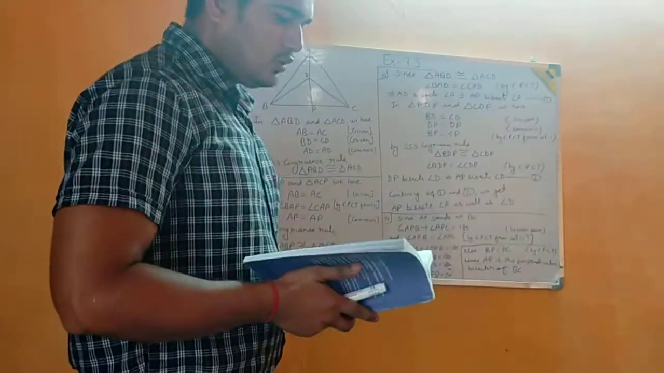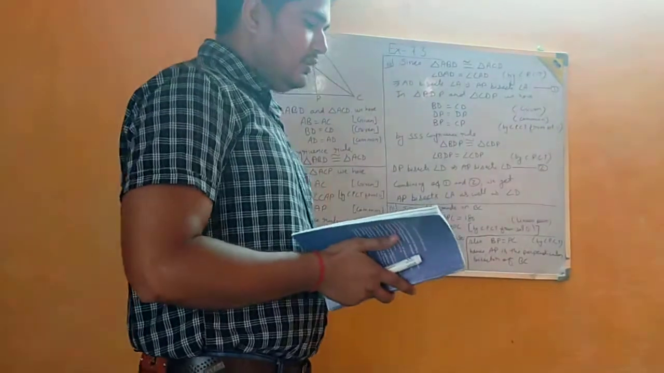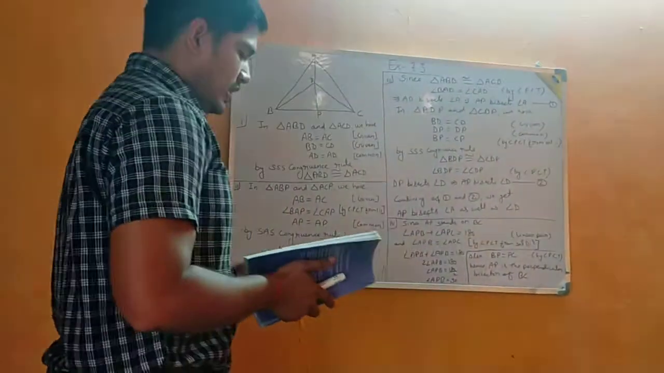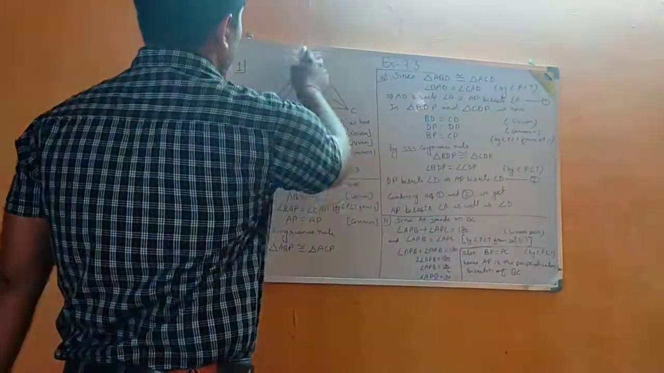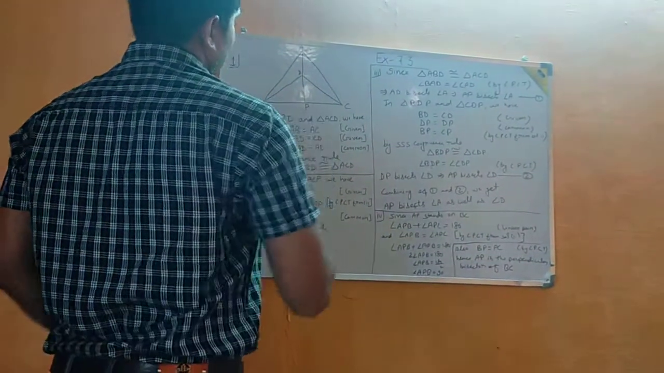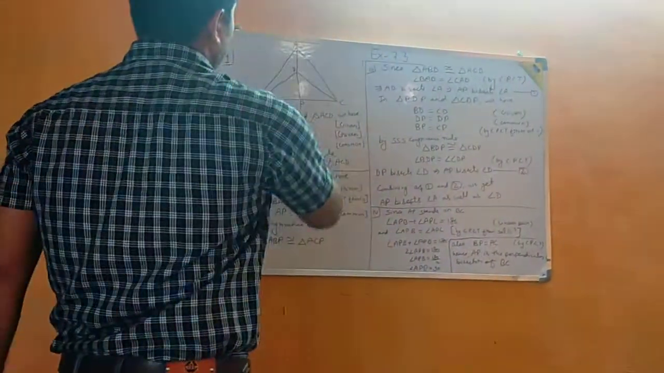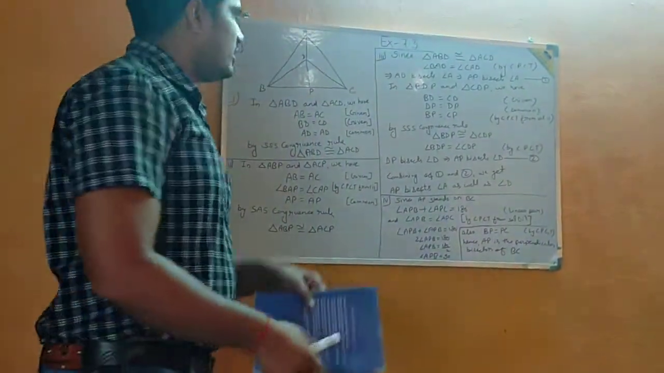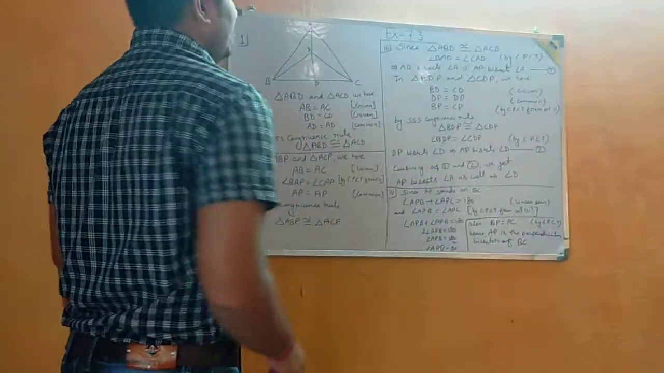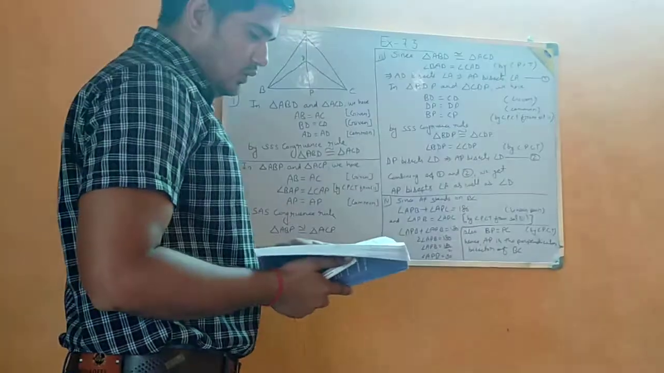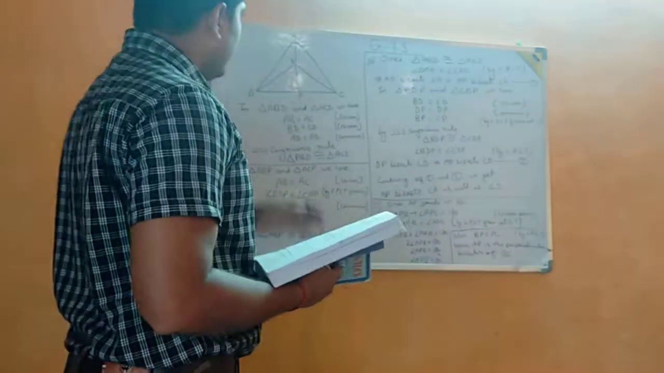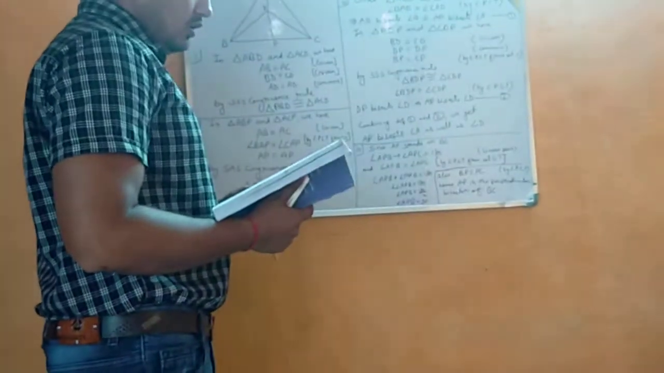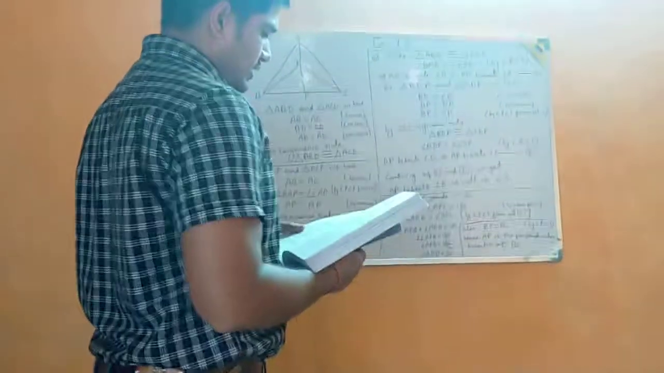So in question number 1, what is given to us? Triangle ABC and DBC are two isosceles triangles on the same base BC. Okay students, and A and D are on the same side of BC.